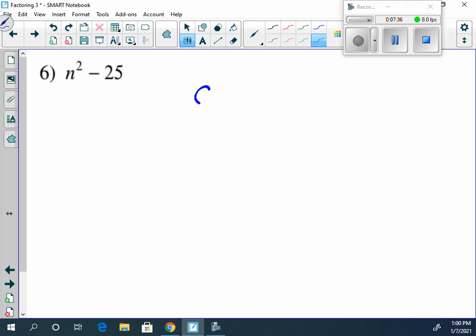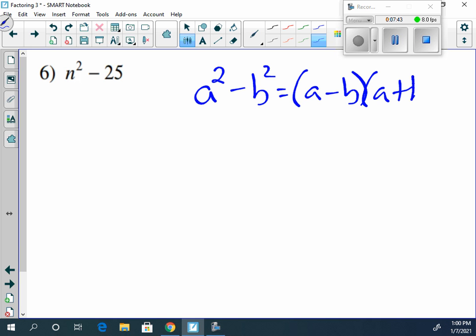Now we had a theorem which states that a squared minus b squared is equal to a minus b times a plus b. And this is one of the few formulas in factoring, besides the sum and difference of perfect cubes, that actually makes factoring a little bit faster. Because if I can recognize that n squared and 25 are both perfect squares, I can jump straight through to this here. Now, n squared is already set up as a perfect square, or something squared.